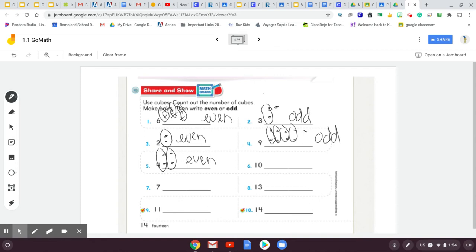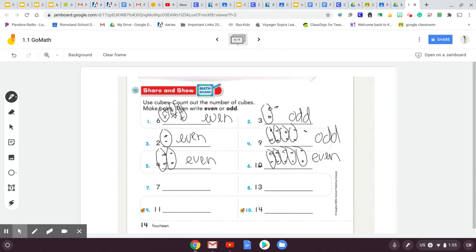Number 6. Oh, on my last slide, I said everything that would make a 10 would be even, because anything with a 0 is going to be even, but I'm going to do it anyway. 1, 2, 3, 4, 5, 6, 7, 8, 9, 10. And again, I'm going to pair them up. And that is even. So remember, 10 is always going to be even. That's going to help us later when we get later in the lesson.